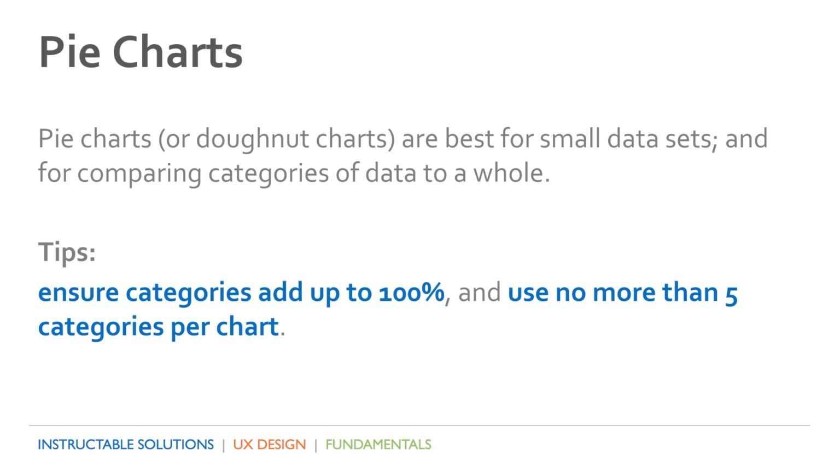Pie charts are best for small data sets and for comparing categories of data to a whole. Some tips: ensure that your categories add up to 100% and use no more than 5 categories per chart. I'm sure you've all seen data visualization where a pie chart has 7, 8, 9, 10 elements. That becomes overly complicated in the digital space. This may be okay for corporate or financial reporting, but for quick, scannable, snackable content on the web, stick to something a little simpler.